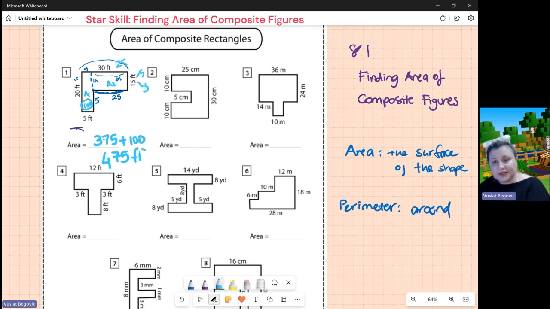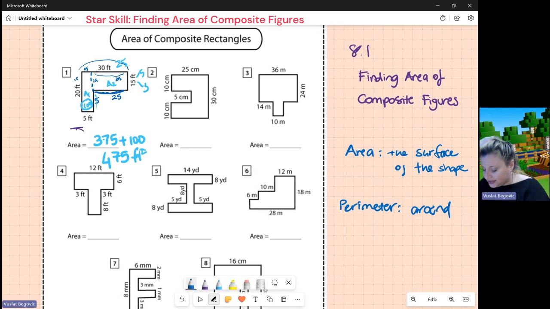If they did ask me the perimeter, I would just add 30, 20, 50, 55, 5 more, 60, 5 more, 65, and then 25 more, 90, then 15 is 5, 100. Okay, the perimeter is 100 and the area is 475 feet square.